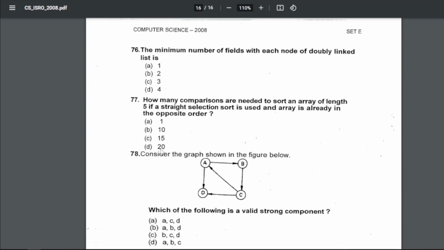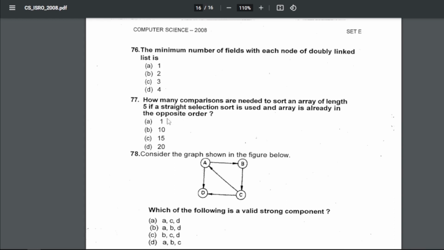Then we have question number 76. The minimum number of fields with each node of doubly linked list is what? The minimum number of fields with each doubly linked list node is 3, right? How? In general, each node of a doubly linked list always has 3 fields, that is the previous node pointer, the data field, and the next node pointer. Hope you remember that.